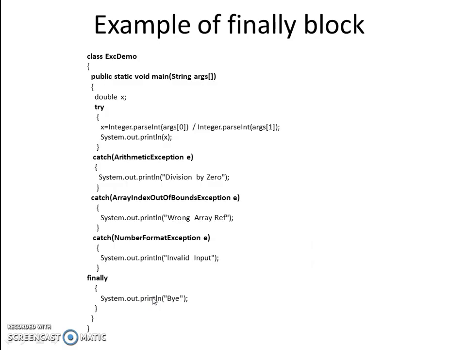Basically, the finally block is used in programs related to files, where we put the file closing statement inside the finally block, as all the files that have been opened must be closed before the program ends.